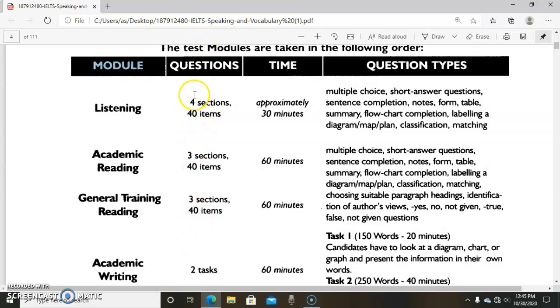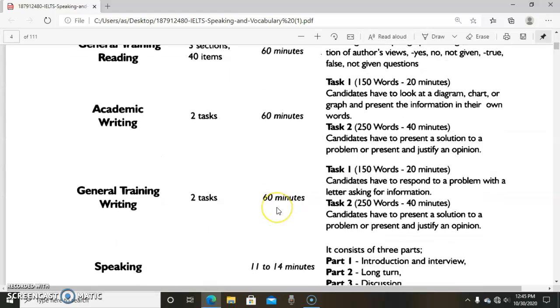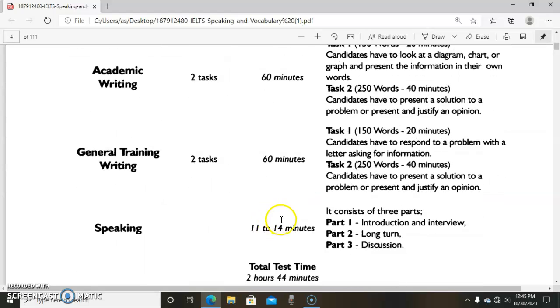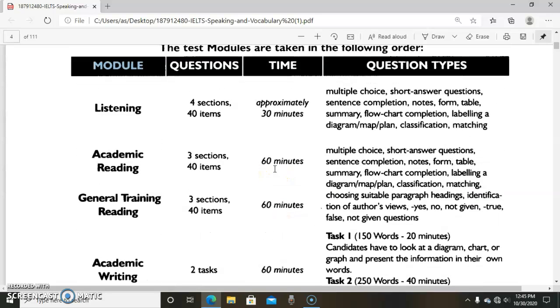The number of questions, the number of sections, and the time appropriate for each skill is like 30 minutes, 60 minutes, 60 minutes, and 11 to 14 minutes. You can see here that's for the different skills. You have to complete each skill within the time frame, because IELTS is a time management test. It tests how you manage the time and how you complete the tasks inside the time given to you, right?